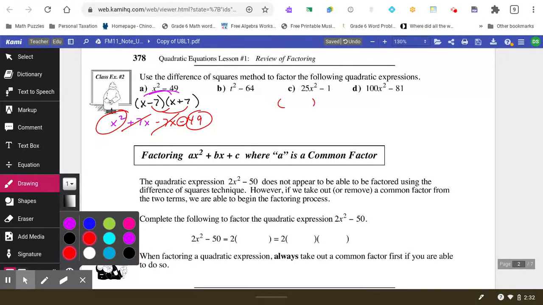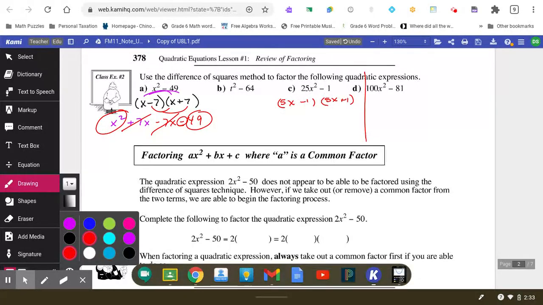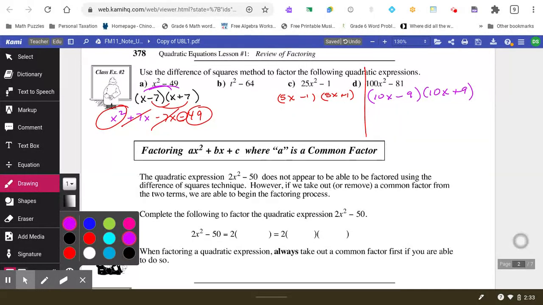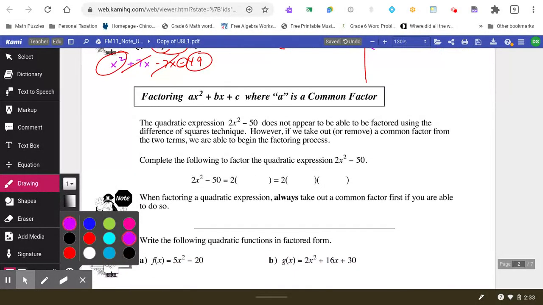So if I do C, I'm going to get 5x minus 1 and 5x plus 1. Done deal. D, 10x minus 9 and 10x plus 9. Hopefully that's coming back to you. We've worked on that a little bit this semester already.